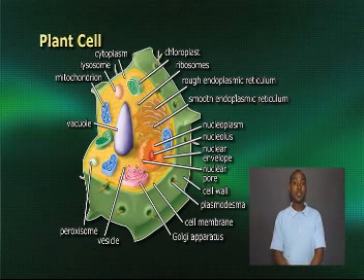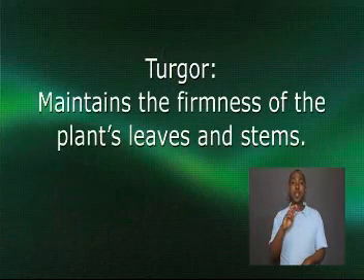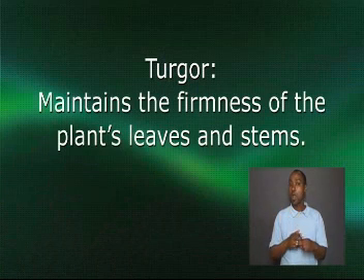Water that moves into plant cells causes the cytoplasm to swell and press against the cell walls. The pressure builds until the cell is hard and rigid. This swollen state is called turgor. Turgor maintains the firmness of the plant's leaves and stems.